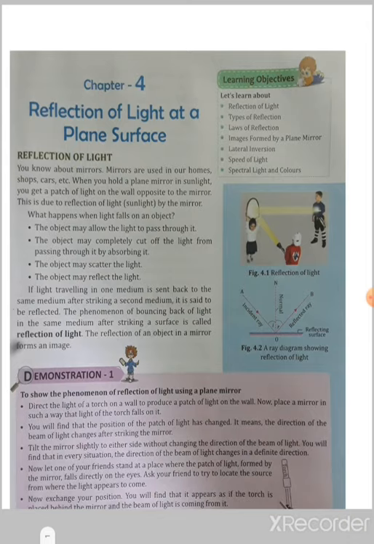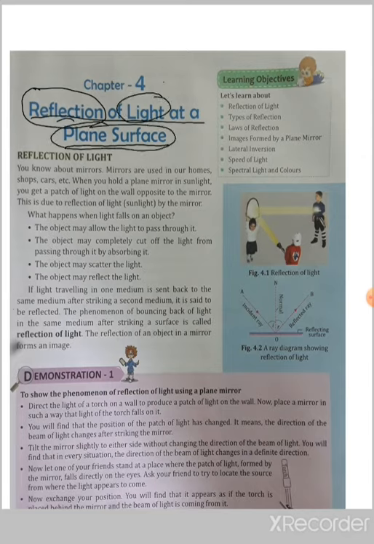You all know that we have already completed the three chapters from your book. So, without much delay, we will now begin with the fourth chapter, and the name of the chapter is Reflection of Light at a Plane Surface. We are learning the reflection of what? Light. Where? On the plane surface.